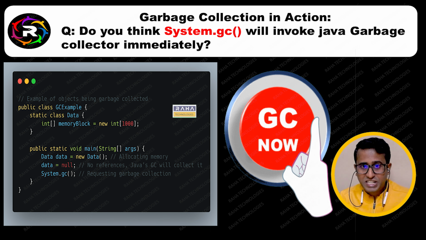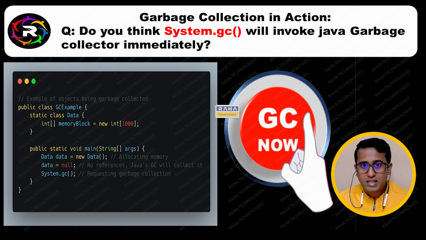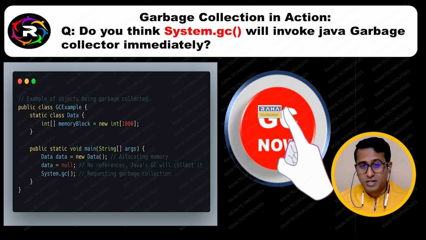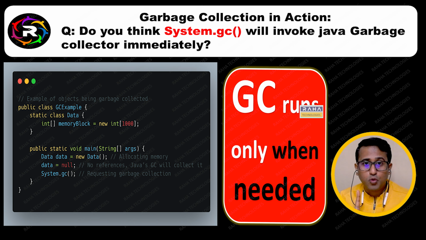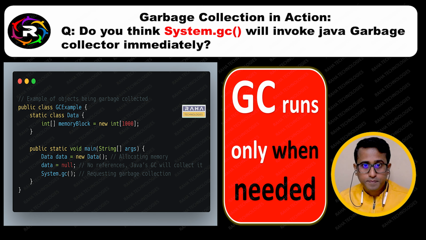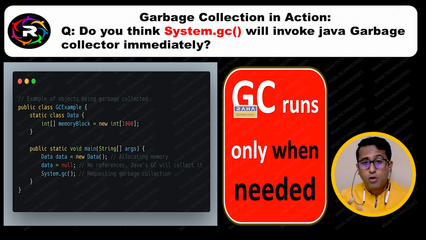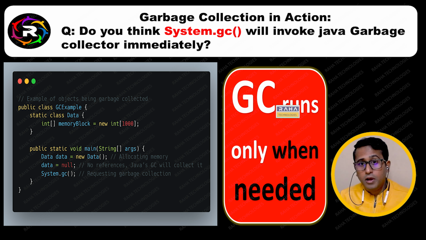So if you call System.gc, will that call invoke the Java garbage collector immediately? No, it would be called automatically behind the scenes when memory is actually needed. So what I understand is that Java will not immediately invoke the GC to delete objects when references go to 0. Instead, it intelligently checks if an object can ever be used again in future or not.